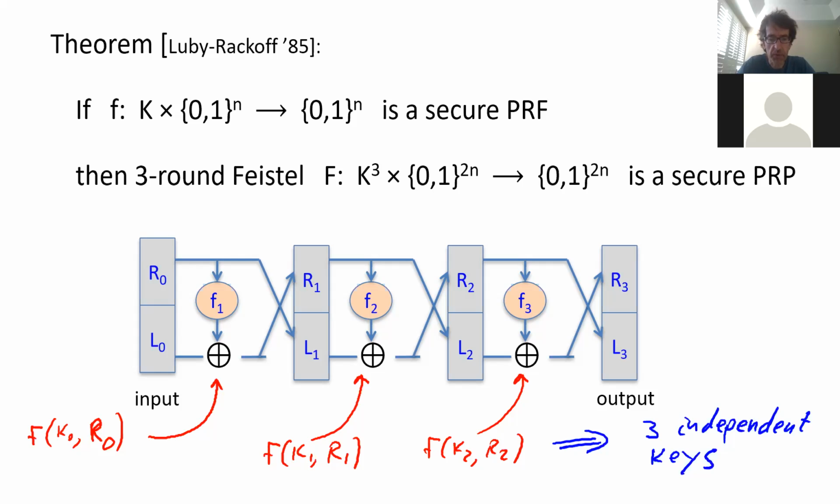For next time, we'll do DES. We'll look into DES circuitry, which in particular has Feistel inside it. And then we'll look at strengthening encryption security to CCA security.